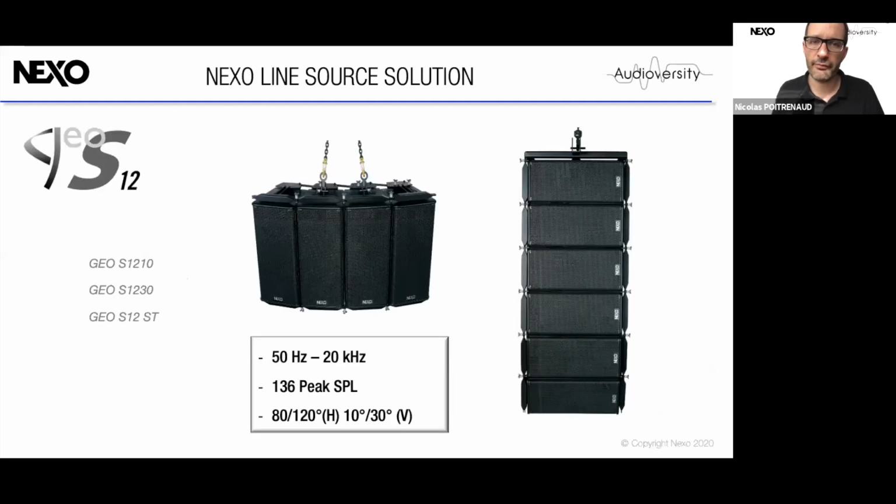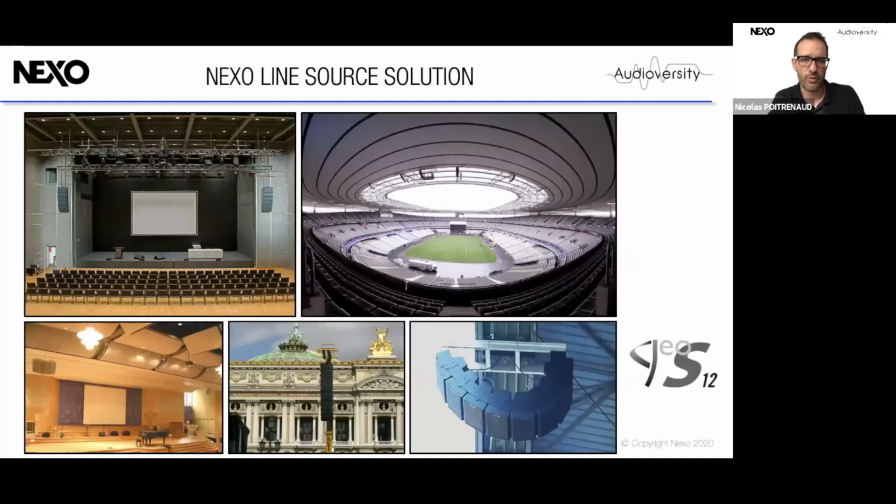We also still have the Geo S series. The Geo S series is mainly used now for installation. It's very powerful and cost-effective, because this is high impedance. So you can use these speakers for many applications, like stadiums, for example. We have a lot of examples using the S12 for applications.